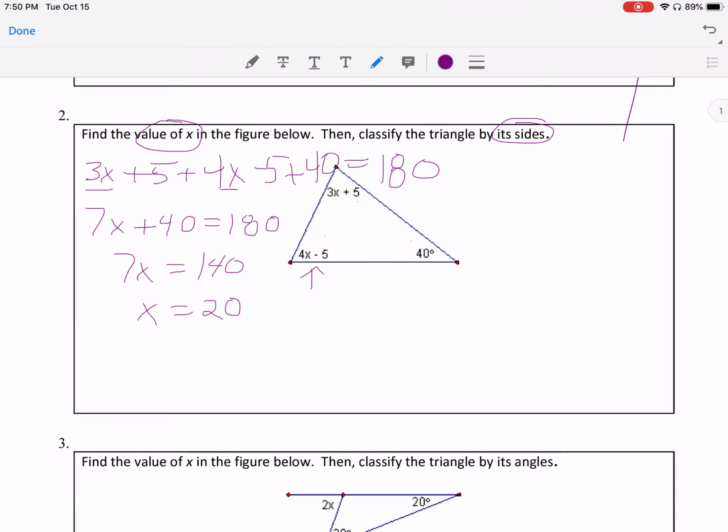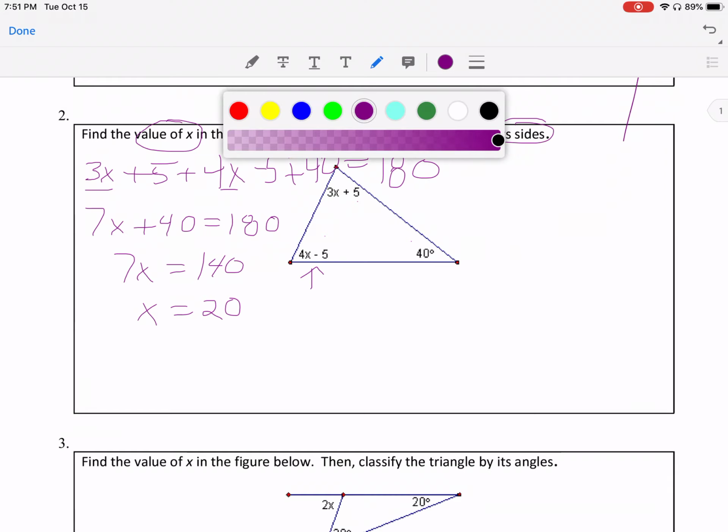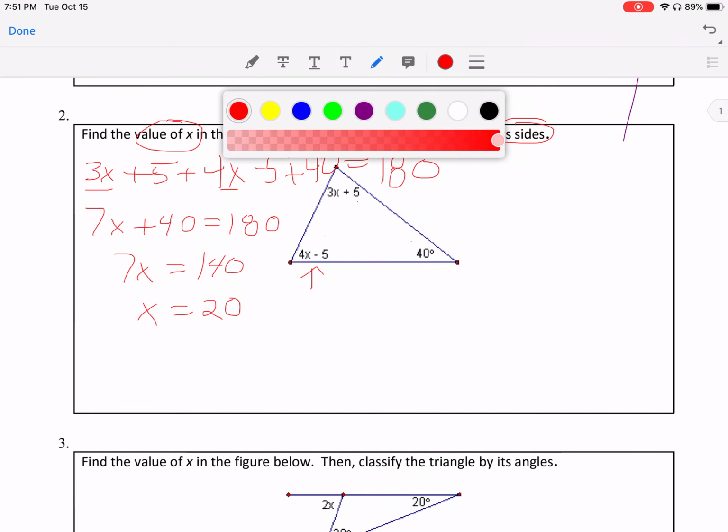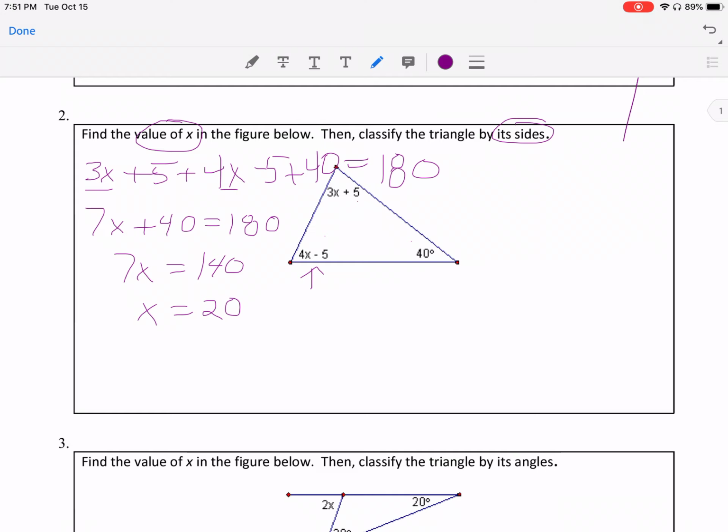Knowing that, I plugged 20 in. So change the color here. Oh, I guess it changes all of the color. Never mind, I'm gonna go back to the purple. Okay, so I put 20 in, 4 times 20 is 80. 80 minus 5 is 75, so this angle is 75 degrees. This angle right here, well, 3 times 20 is 60. 60 plus 5 is 65 degrees. So I have three different angles, which also means it has three different sides, so I know that this triangle has to be scalene.